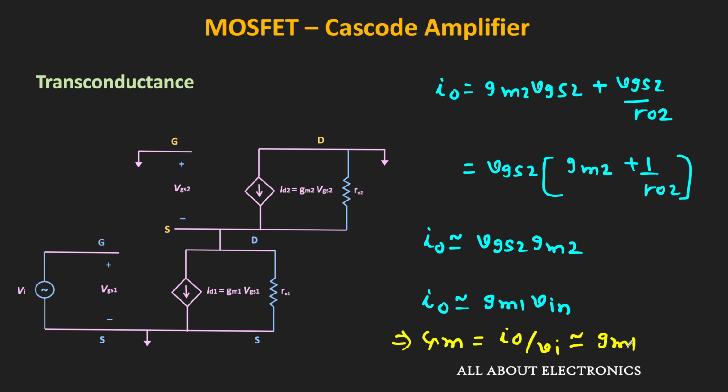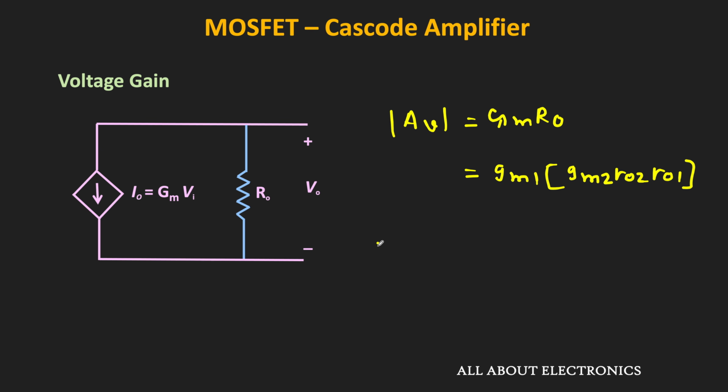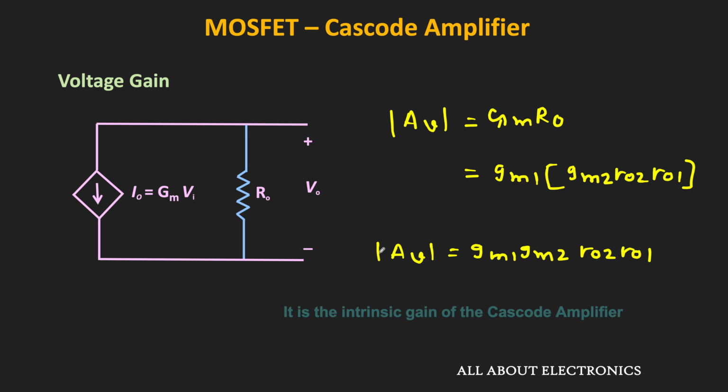So once we know the transconductance, then we can easily find the voltage gain. As I said, this voltage gain Av will be equal to Gm times Ro, or in this case, this Gm is equal to gm1 and this Ro is equal to gm2 times ro2 times ro1. That means the overall voltage gain of this cascode amplifier is equal to gm1 times gm2 times ro2 times ro1. So this is the overall voltage gain of this cascode amplifier.